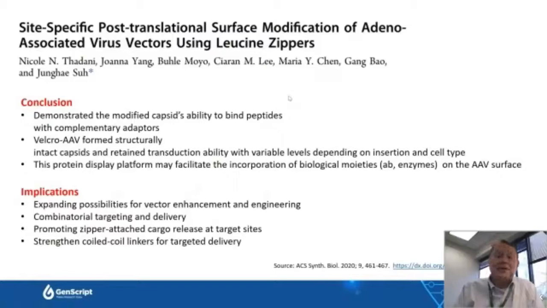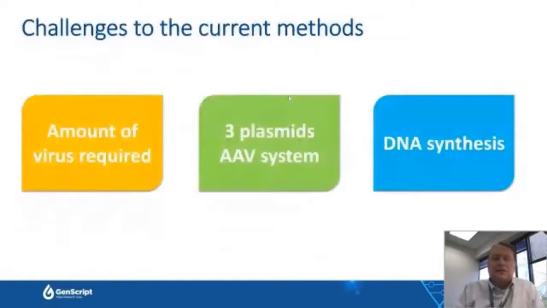The implications are the expanding possibilities for vector enhancement and engineering, combinatorial targeting and delivery, promoting the zipper-attached cargo release at the target site, and strengthening these coiled linkers for target delivery can be very helpful to virus targeting and production. What are the challenges of the current method? That's a very important topic.